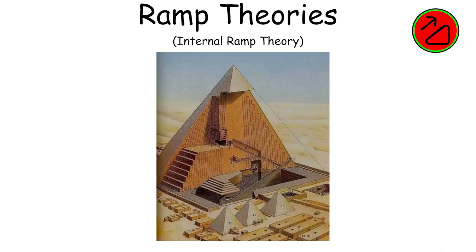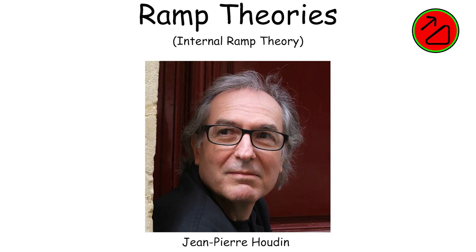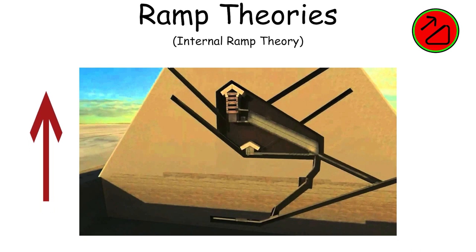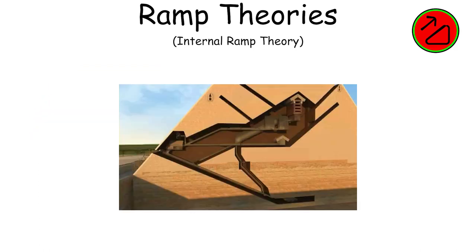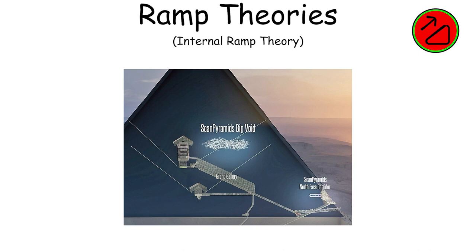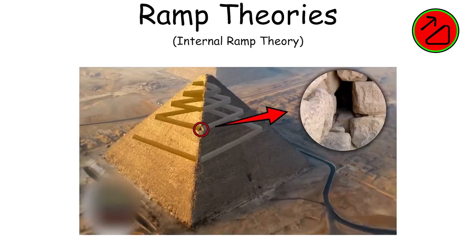Internal ramp theory. The internal ramp theory, proposed by architect Jean-Pierre Houdin, posits that internal ramps were used within the pyramid structure to move the stones upward. According to this theory, a series of internal ramps were constructed inside the pyramid, spiraling up through the structure. This method would have allowed workers to transport the stones without the need for massive external ramps. The internal ramps could have been dismantled or incorporated into the pyramid as construction progressed. This theory is supported by some evidence of voids and anomalies within the pyramid that could correspond to such ramps.